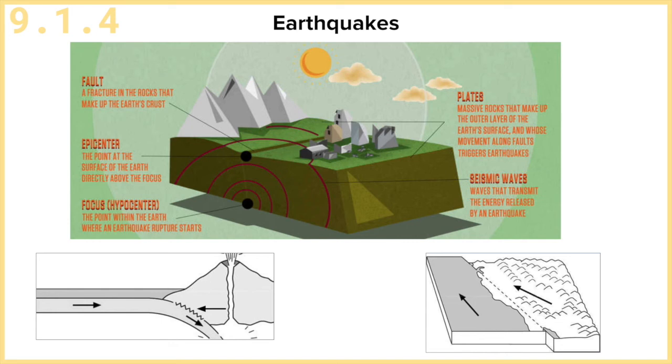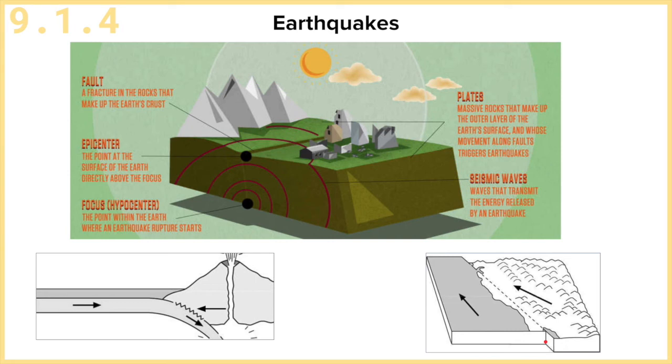We can talk about where an earthquake happens as either the epicenter or the focus. Now the focus is right down inside the plate where that friction is first built up. So in this case it might be down here or down here. That's the focus, exactly where the earthquake happened.